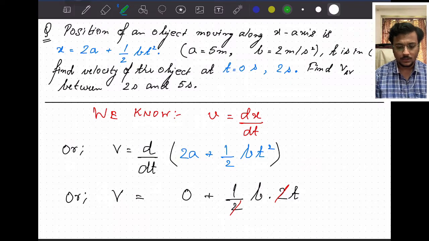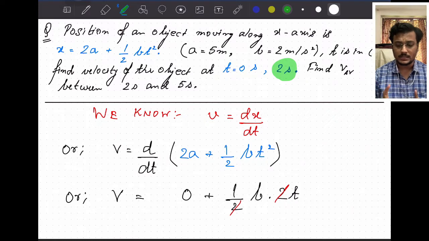As you can look, the question says that the position of an object moving along the x-axis is given by an equation where a and b are the respective constants. Time t is measured in seconds, as you can observe. We need to calculate the velocity of the object at time 0 seconds, that is when the body started, and also we need to find the velocity of the object at time t equals 2 seconds.